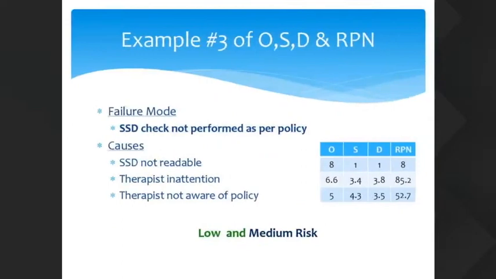Here's a combination of some low and medium risk. SSD check not performed as per policy: SSD not readable, therapist inattention, and therapist not aware of the policy. It's a combination of low and medium. The RPN number, especially for the therapist inattention, is a little bit higher, and 2 out of 3 of those severity numbers are getting a bit higher.